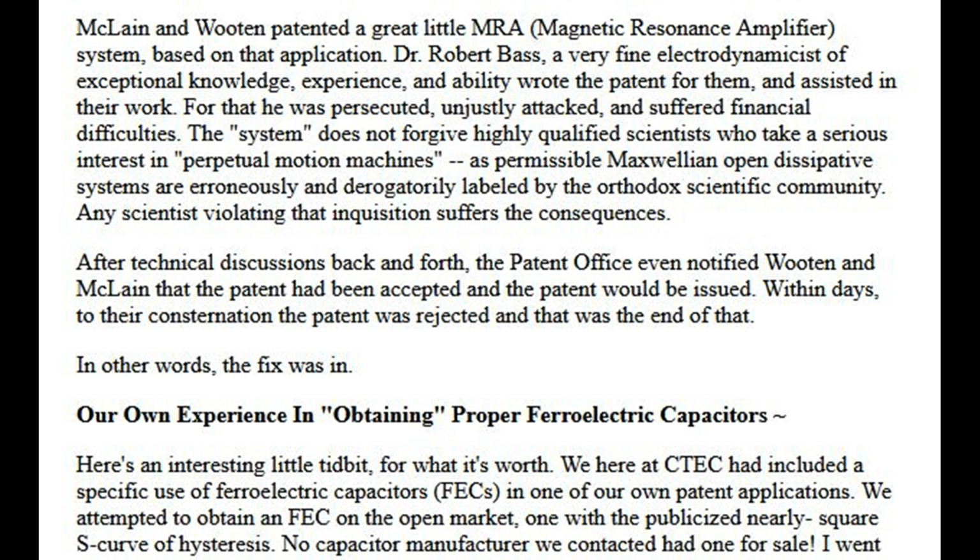Here's an interesting little tidbit, for what it's worth. We here at CTEC had included a specific use of ferroelectric capacitors, FECs, in one of our own patent applications. We attempted to obtain an FEC on the open market, one with the publicized nearly square S-curve of hysteresis. No capacitor manufacturer we contacted had one for sale.